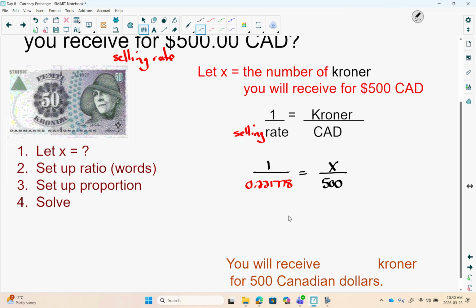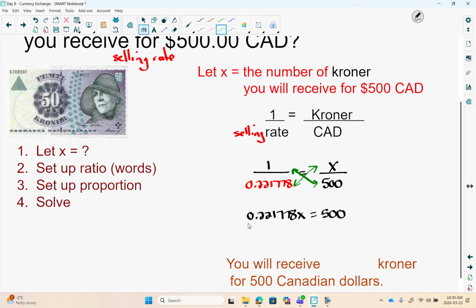Okay? And don't think of this as any different than the previous questions you were just doing, like the ones you were just doing on the quiz. What should you do in this situation? Cross multiply. Start at the variable, multiply it by the decimal. I've got 0.221778 X equals, don't forget to write your equal sign, 1 times 500 is 500. What should you do from here?